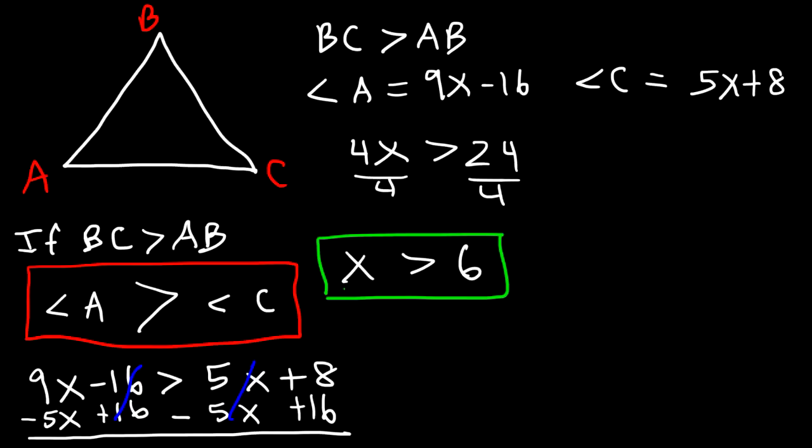Now, is there a limit to the value of x? Can x be 100 or 1,000? If x is 100, what is the measure of angle A? 9 times 100 is 900 minus 16. That's going to be 884 degrees. But we know that's not possible because a triangle can only have a total measure of 180 degrees. So therefore, there must be a limit on the maximum value of x. So we know x is greater than 6, but it has to be less than 100. So what is that cap? What is the limit on the value of x? How can we find it?